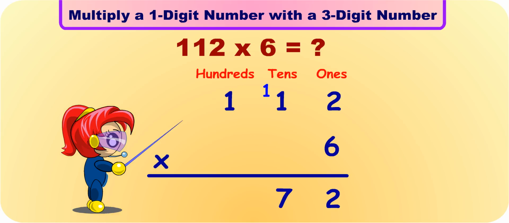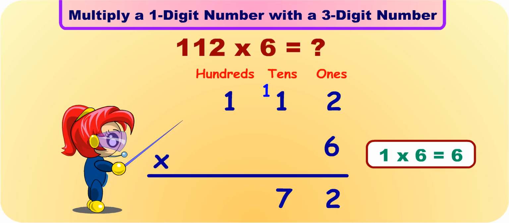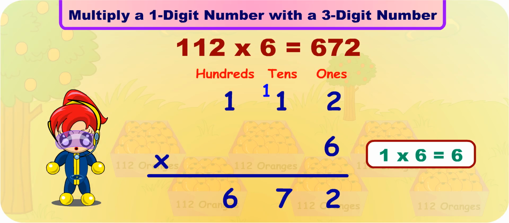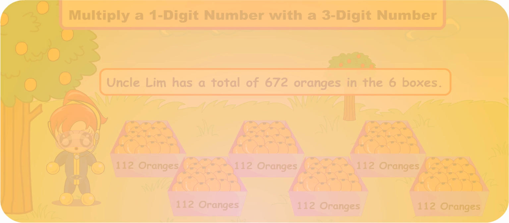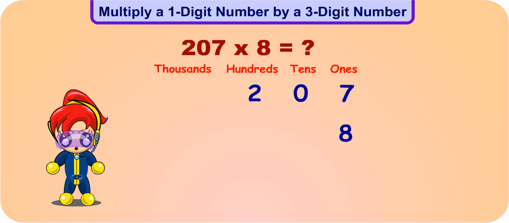Finally, I multiply 100 by 6 to get 6 hundreds. The answer to 112 times 6 is 672. So Uncle Lim has a total of 672 oranges in the 6 boxes. You've done a great job, Turbo Girl. What about this one?